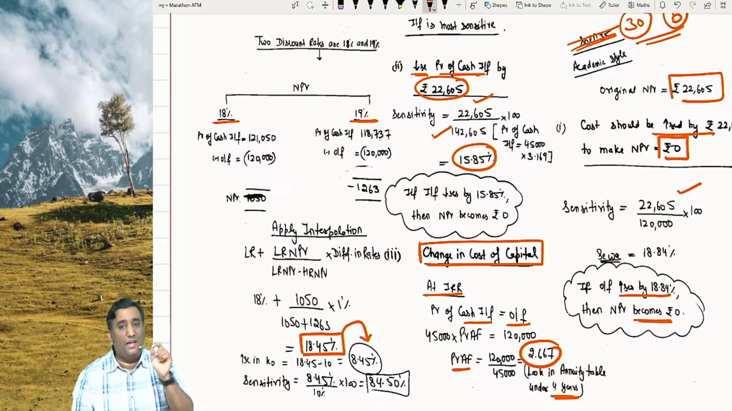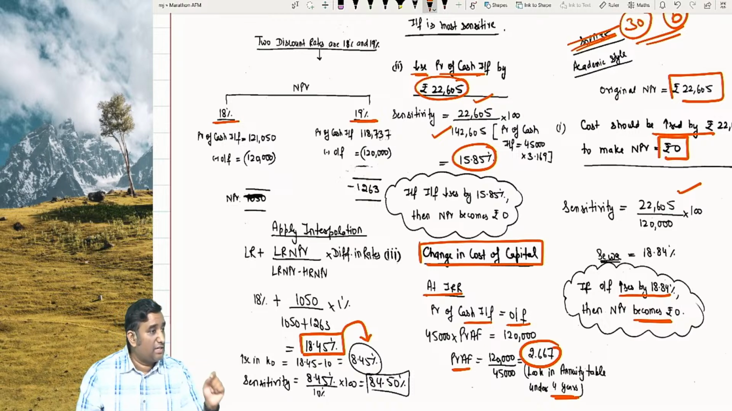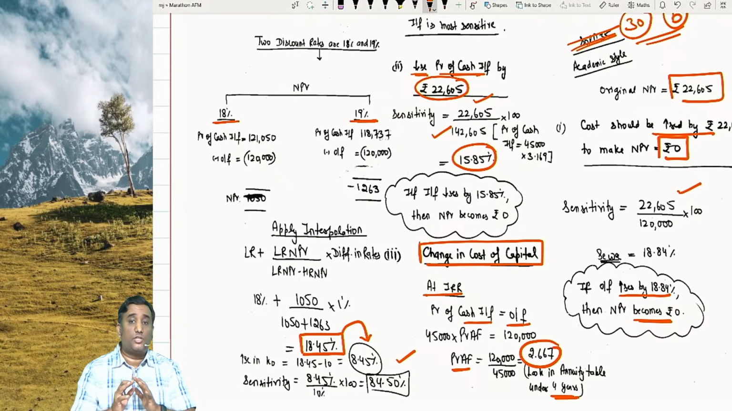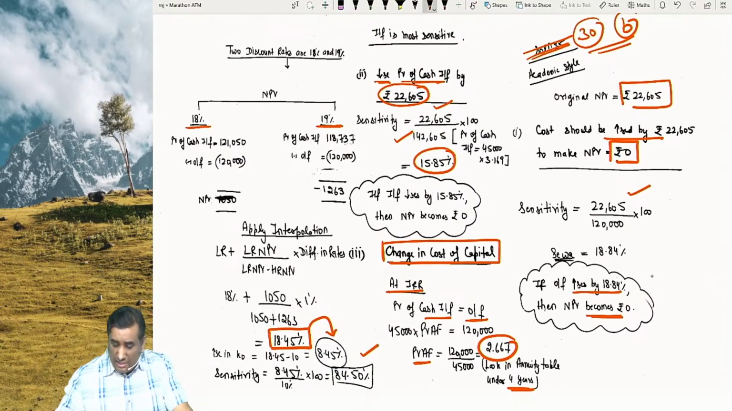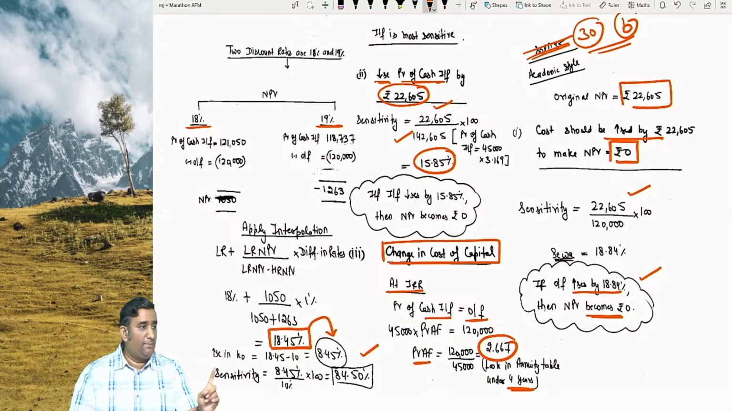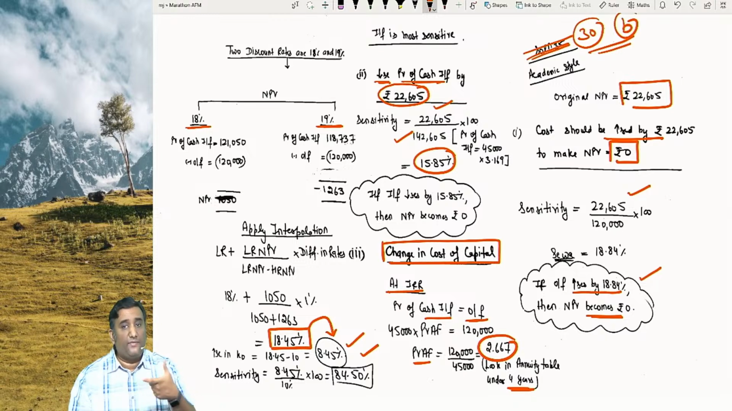8.45 change in 10%. Please understand. 8.45 change in how much percentage? 10% is 84.5. That means the rate has to increase drastically to make NPV 0. It means now, how do I read it in academic style? I read as, if I change my cost by 18.84, NPV becomes 0. If I change my cost of capital by 84.5, 84.5 is a very, very heavy change, please.